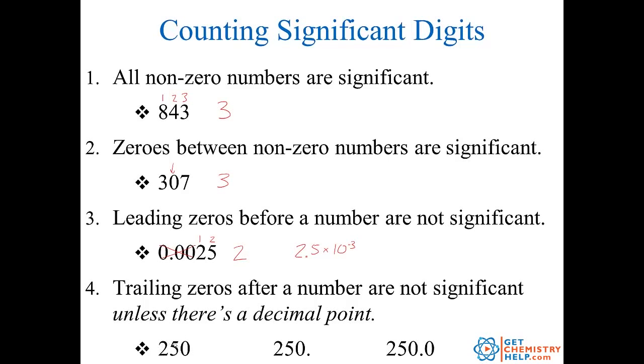And this number doesn't have a decimal. So only the 2 and the 5 are significant. So this would have 2 significant figures. So this 0 here apparently was not important.